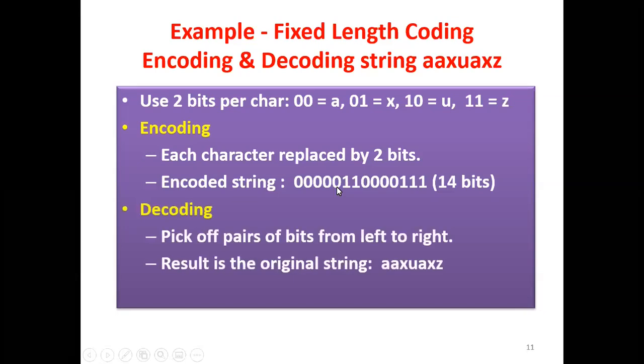Now, if we want to decode it, it's just picking off those pairs of bits from left to right. When we pick them up, this is AA, then AA, X, U, A, X, Z. This is lossless compression, that is to say, we did not lose anything after our compression and decompression.